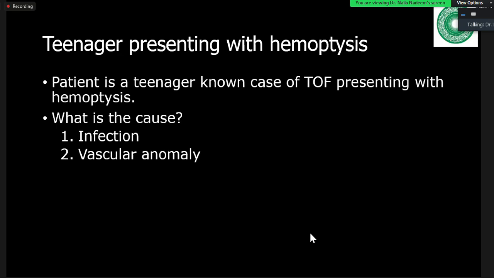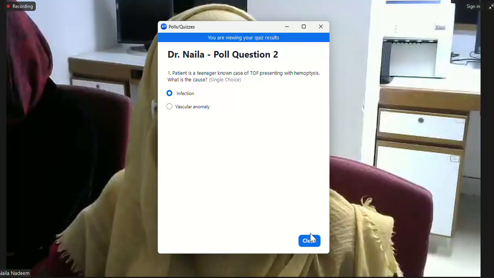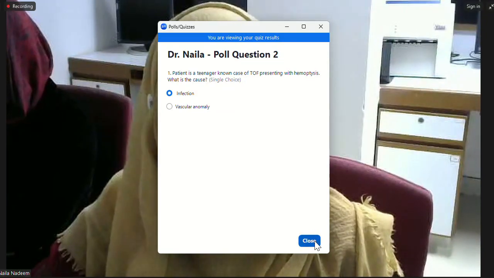59% vascular anomaly. So 59% of our audience thinks it's a vascular anomaly. And what is the most common vascular anomaly in this patient?